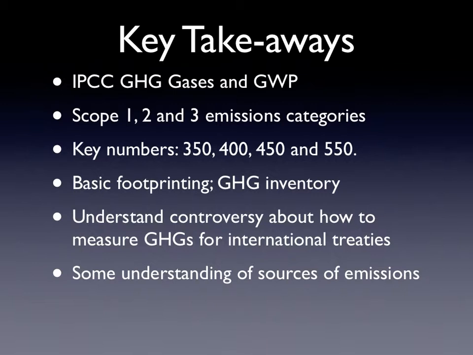I'll give you 4 numbers that I want you to keep in mind. These are going to come up again and again, and these are all parts per million concentration of atmospheric carbon dioxide, and the numbers are pretty easy to remember: 350, 400, 450, and 550. I'll let you read about what those numbers are.